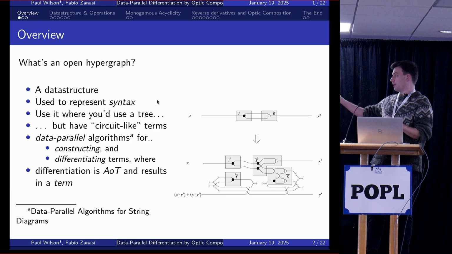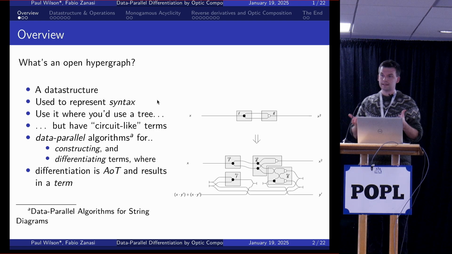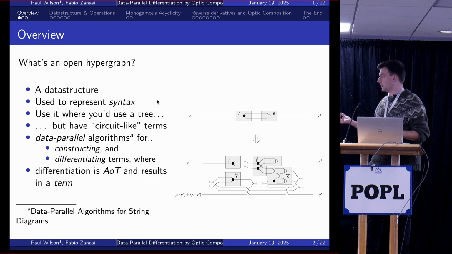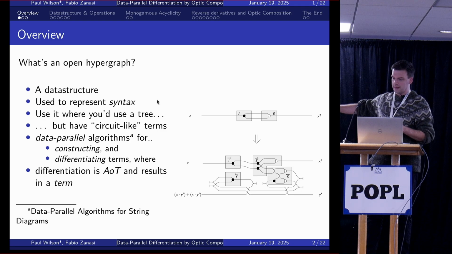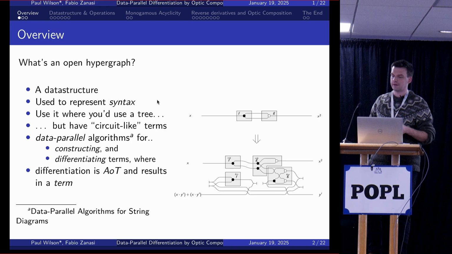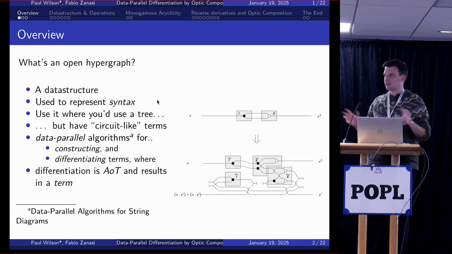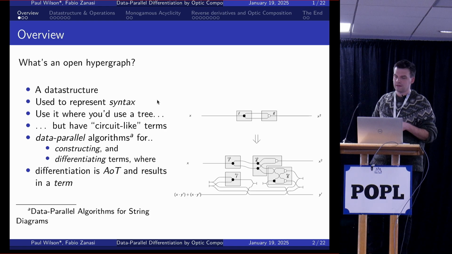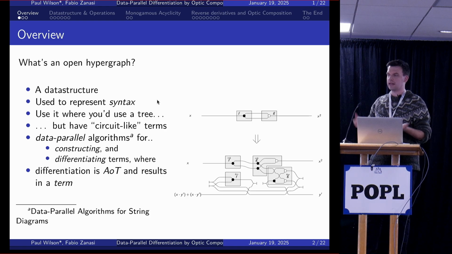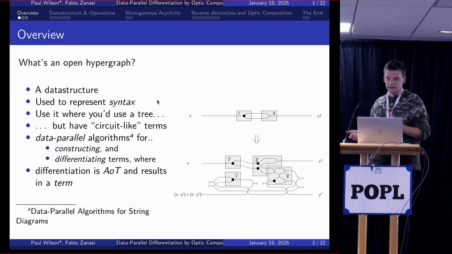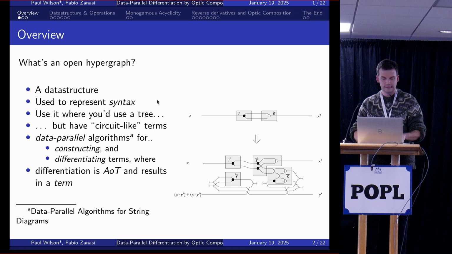And there are some data parallel algorithms for constructing these things algebraically, by tensor and composition in a category, but also differentiating. That's what's pictured in the big complicated diagram on the bottom. That's what I mean by a derivative of that diagram. But the headline is really that this transformation from the top to the bottom is kind of like an ahead of time autodiff algorithm, and you get a symbolic term out of it. This is talked about in this paper, data parallel algorithms for string diagrams, but there's some other stuff floating around as well.